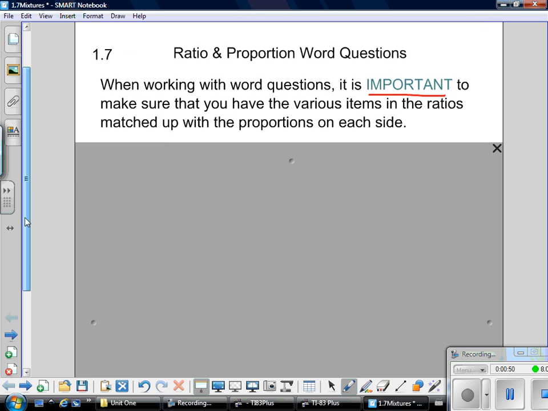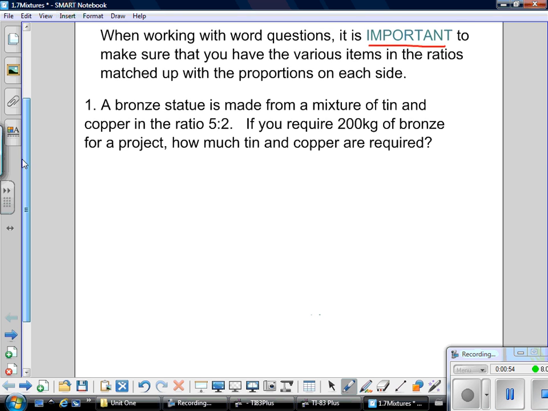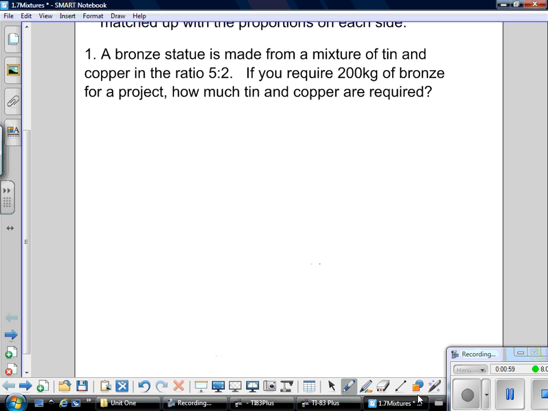You notice it looks pretty blank, but at the same time on this page, there's a lot of information that we have to get from this question. The first thing it says is a bronze statue is made from a mixture of tin and copper in a ratio of 5 to 2. It says if you require 200 kilograms of bronze for a project, how much tin and copper are required? There's a few different things going on here.